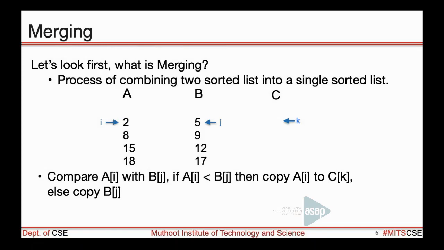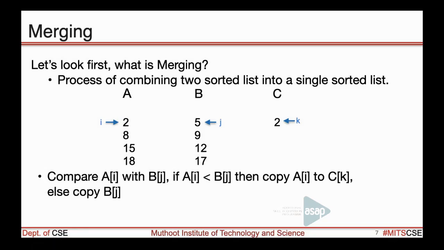What do you mean? What is A[i]? A[i] is 2 and B[j] is 5. I need to check if A[i] is less than B[j]. That is, 2 is less than 5. Yes, it's true. So what do I need to do? I need to copy A[i], that is 2, to C[k]. Okay, so I am copying which element? 2 to C[k]. Clear? So 2 has been copied.